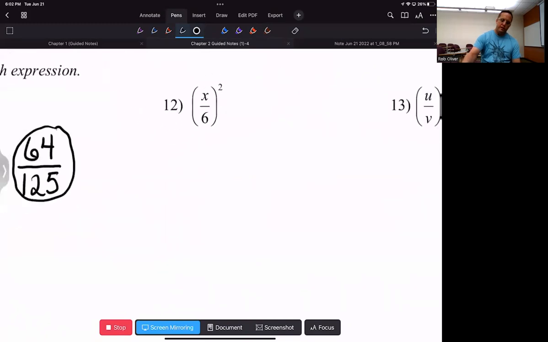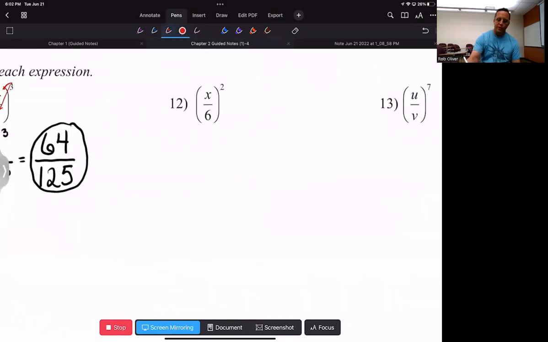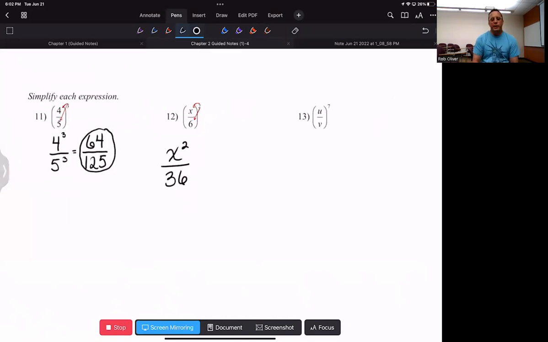All right, moving on. Number 12 is not too tough. Just going to apply that 2. We're going to square everything. So the x is squared and the 6 is squared. So let's just go ahead and finish that right now. x squared over 6 squared, which is 36. So you can write it like that.